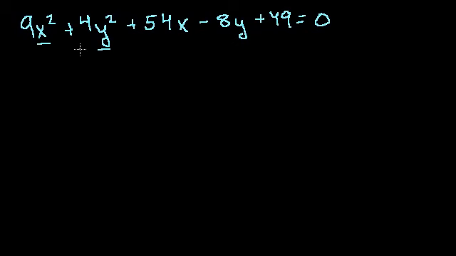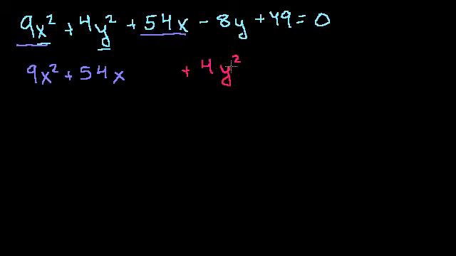So the first thing I like to do to complete the square, and you're going to have to do it for the x terms and for the y terms, is group the x and y terms. The x terms are 9x squared plus 54x. Right? That's 9x squared plus 54x. And let's do the y terms in magenta. So then you have plus 4y squared minus 8y. And then you have, let me do this in a different color, plus 49 is equal to 0.